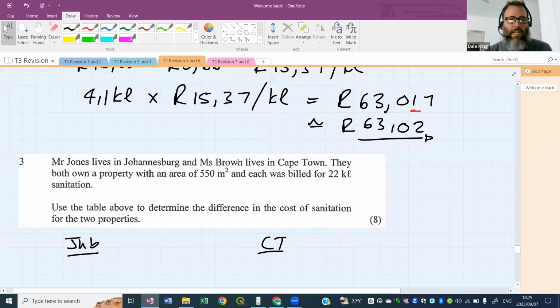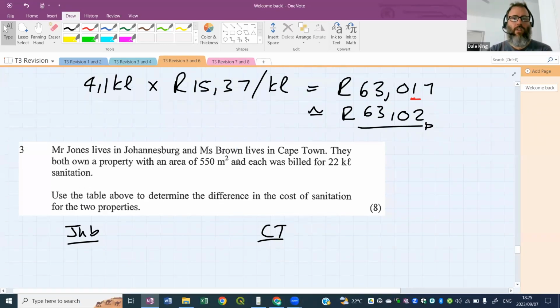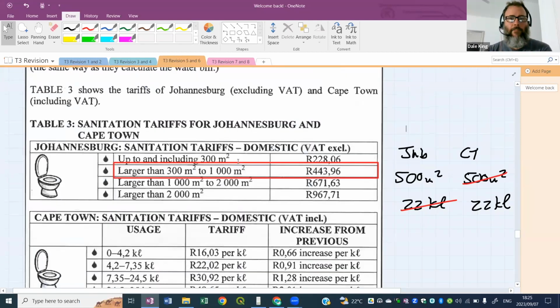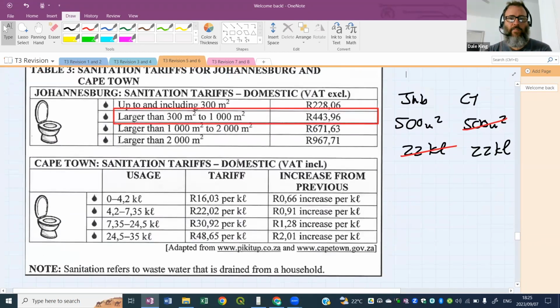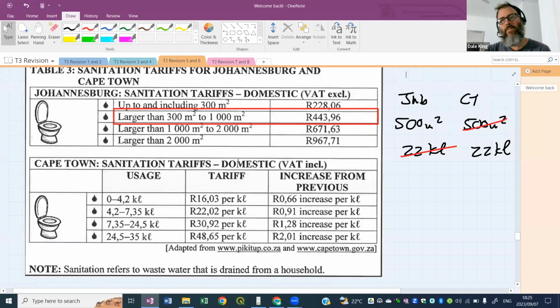It doesn't say. Ben, what should we do? The question doesn't say if we must include VAT or not. What do you think we should do? I think we shouldn't include that because the Cape Town one is inclusive of that. Very good. You can't compare apples with oranges. We've got to make them both the same. So if Cape Town is including VAT, either we've got to remove the VAT there, or for Joburg, we'll have to add the VAT. Just remember that.